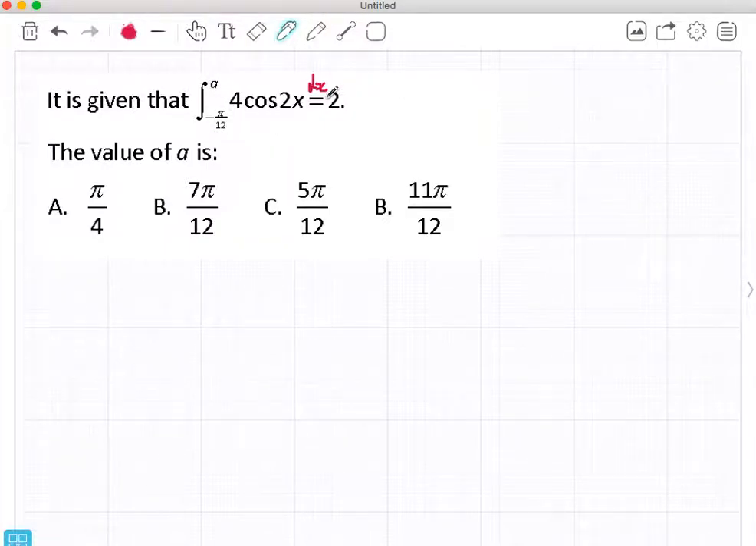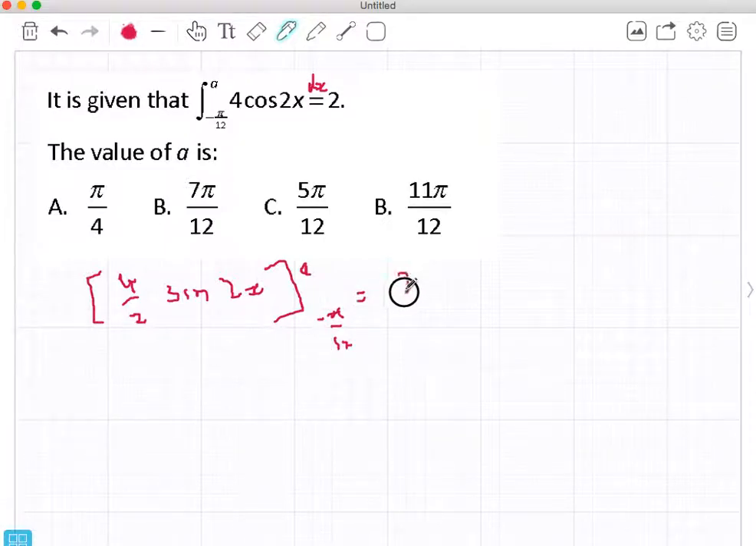So first of all, I'm going to integrate this. The integral of cosine is sine. And the 2 here comes out to give me 4 divided by 2 sine 2x. Do a square bracket, and the limits a and minus pi over 12, and that equals 2.